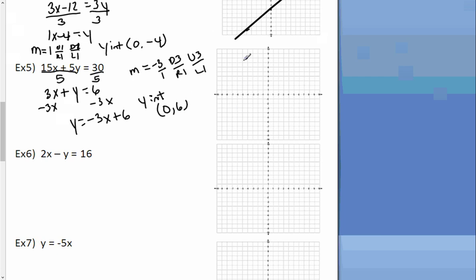Let's graph it, see what's going on. Start at 6. Go down 3, right 1. I'm going to go down 6, right 2. 1, 2, 3, 4, 5, 6, right 2. That's enough for me. Down 6, right 2 is right there. Graph that.